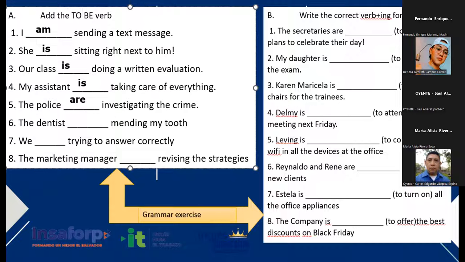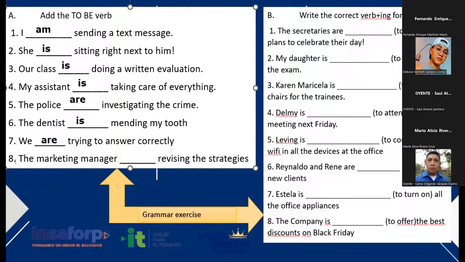Number six. The dentist is mending my tooth. Okay, mending my tooth. Very good. Number seven. We are trying to answer correctly. Vale, veamos los verbos que hemos visto hasta este momento. Take, en su forma base, es con una E, ¿verdad? Quitamos la E y le ponemos el ing. Investigate, también terminaba en una E. Se va la E y queda ing. Mend, como termina en una letra D, solo agrego ing. Try, termina en una Y, pero no tiene nada más, ¿verdad? Entonces sería trying. Ok, vamos a ver la siguiente.